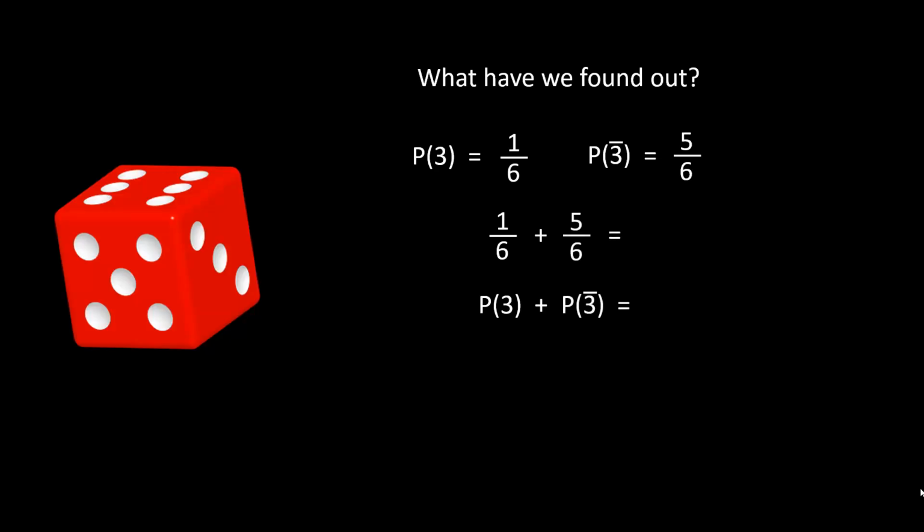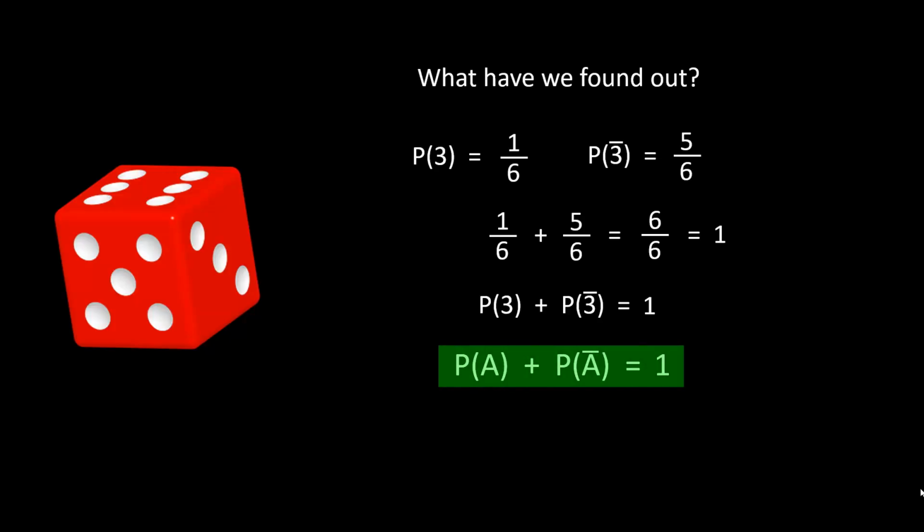So what have we found out then? Well, we had the probability of getting a 3 was 1/6. The probability of not getting a 3 was 5/6. Now what if we add those together? Well, 1/6 plus 5/6 is 6/6. Now 6/6 is 1 whole, so the probability of getting a 3 plus the probability of not getting a 3 is 1, which we could also write as 100%.